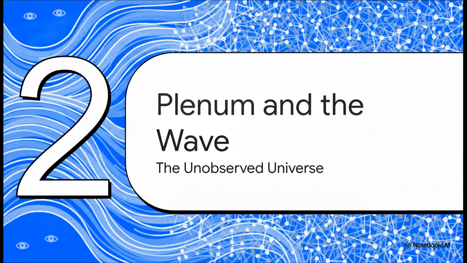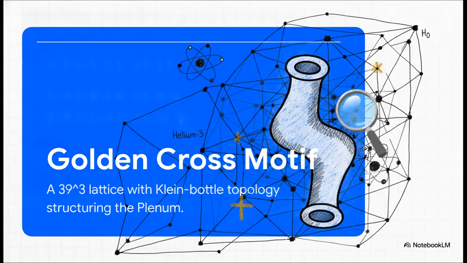Section 2. The plenum and the wave. To understand this transition, we first need to look at what the universe is supposedly doing when literally no one is watching. The whole theory rests on this foundational concept called the golden cross motif. It's defined as a discrete 39^3 lattice, possessing the non-orientable topology of a Klein bottle. This abstract geometric grid is exactly what structures the hydrogen and helium-3 plenum.